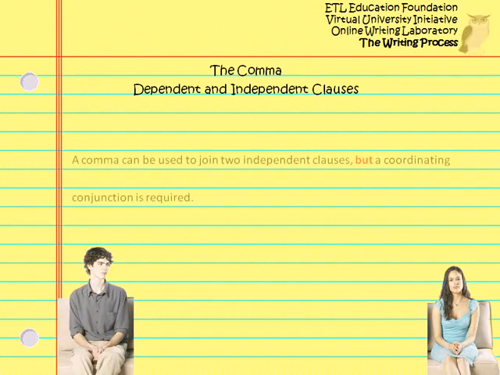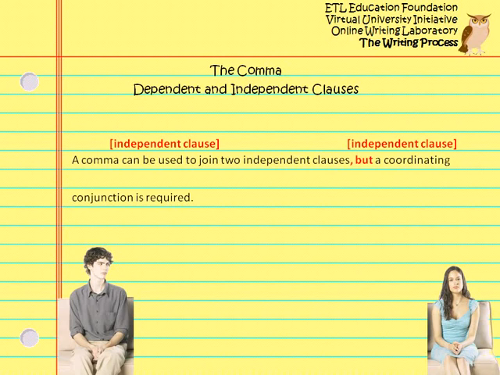A comma can be used to join two independent clauses, but a coordinating conjunction is required. Conjunctions are simple words that connect two independent clauses. They include and, but, nor, or, so, yet, and for.